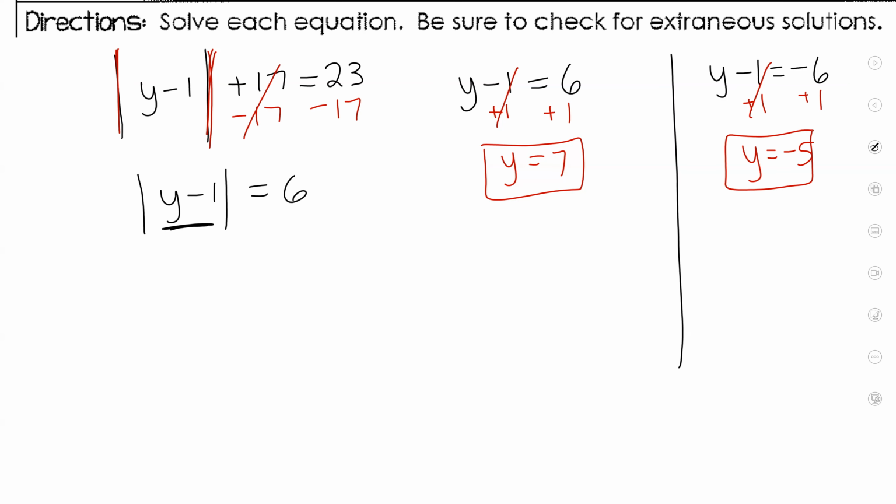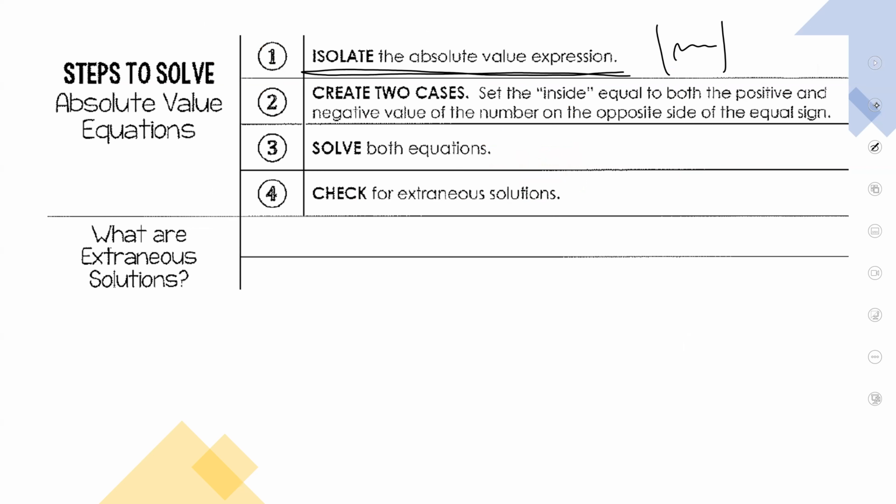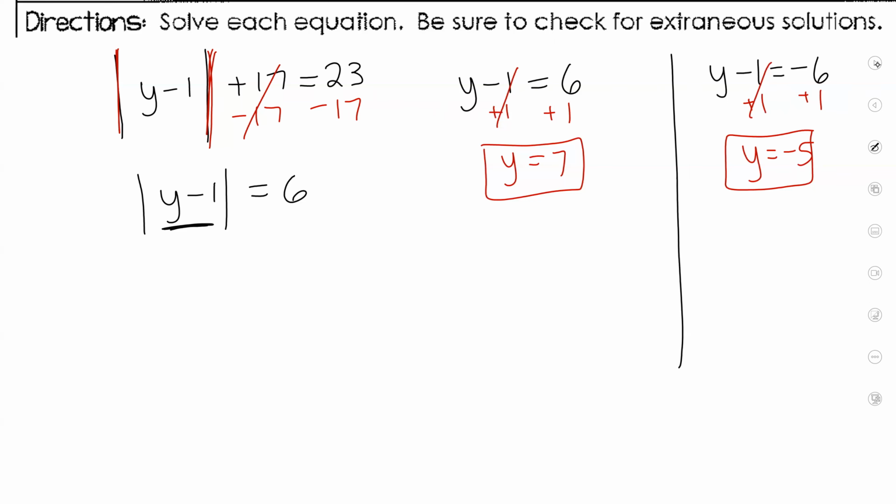Okay, so let's go back to our steps. First we isolated, then we created our two cases, and then we solved. Now step 4, it says check for extraneous solutions. I'm going to check my answers. How do I check my answers in math? You plug it back in.